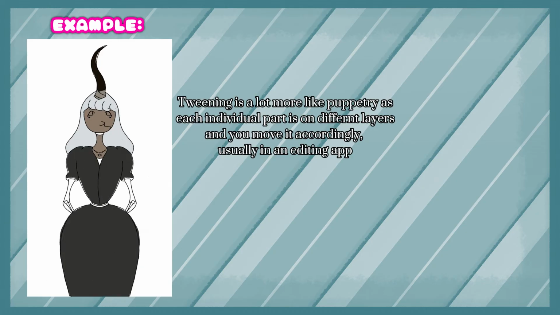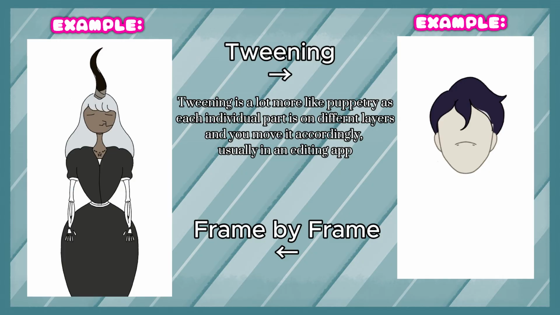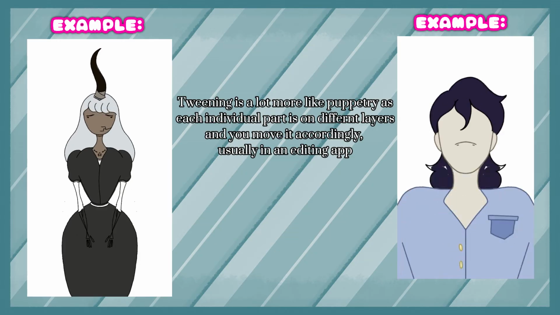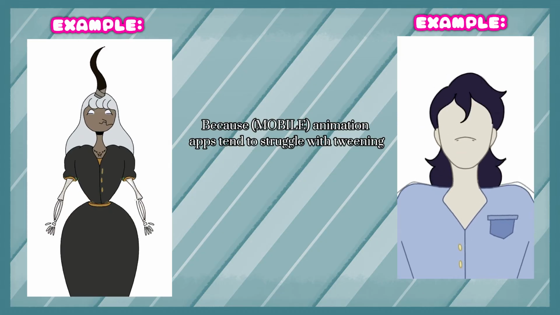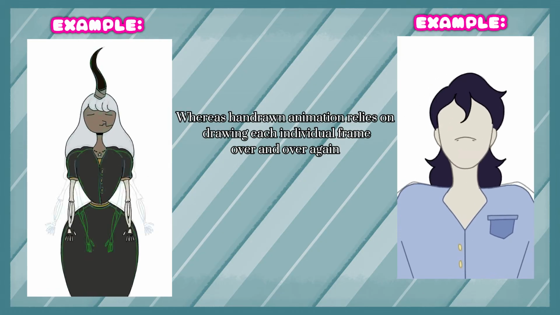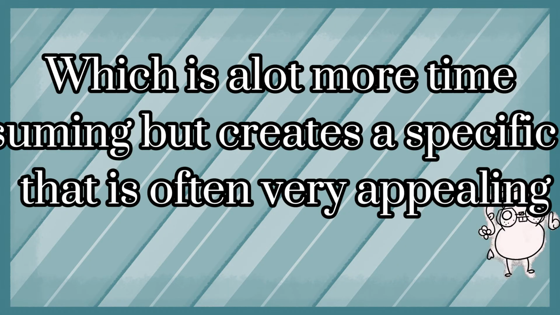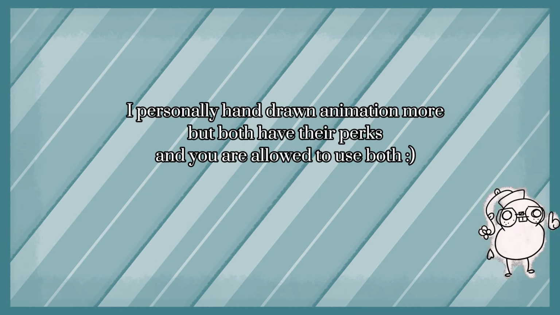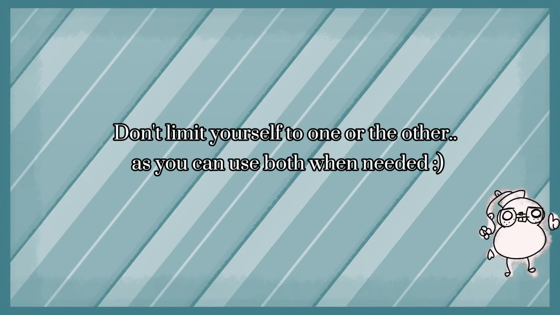Tweening is a lot like puppetry, as each individual part is on different layers, and you move it accordingly, usually in an editing app, because animation apps often tend to struggle with tweening. Hand-drawn animation is drawing every individual frame over and over again, which is a lot more time-consuming, but it creates a specific style that is often very appealing. I personally like hand-drawn animation more, but both have their perks, and you are allowed to use both if necessary. Don't limit yourself to one or the other, as you can use both when needed.